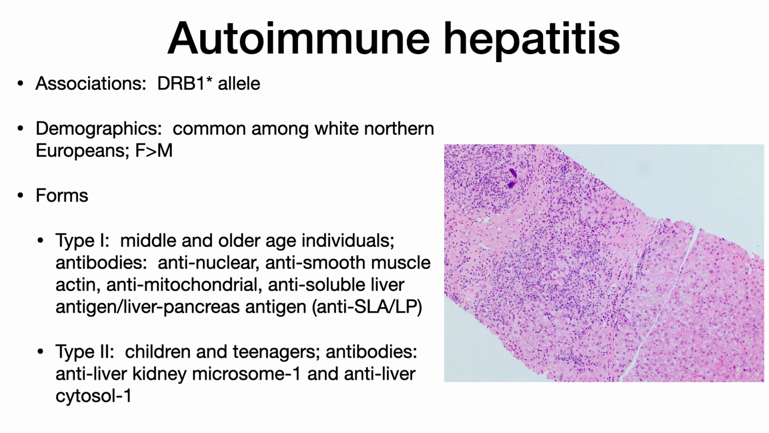Autoimmune hepatitis is another form of hepatitis that occurs. It's associated with the DRB1 asterisk allele, more common in females than males, which would go along with most autoimmune disorders. And there's two main types, type 1 and type 2. Type 1 is found in older adults. You can see anti-nuclear, anti-smooth muscle, anti-mitochondrial, anti-soluble liver antigen, liver pancreas antigen. And then in kids, you'll see anti-liver kidney microsome 1 and anti-liver cytosol.